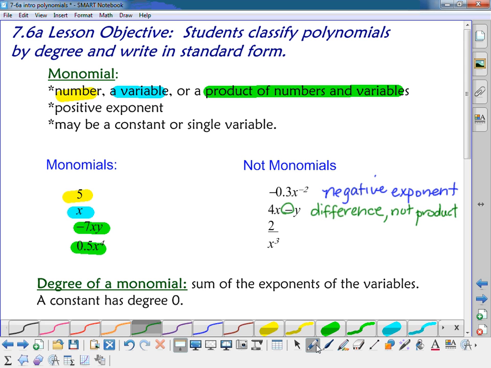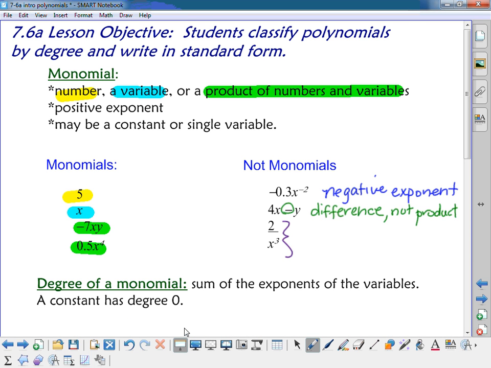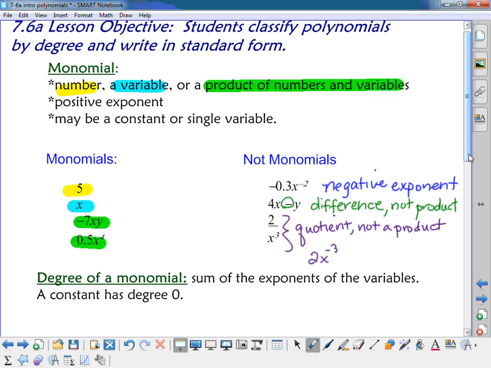And then this last one is a quotient, 2 divided by x cubed. Not a product. Because another way I could write that would be 2 times x to the negative 3. So anytime there's x's on the bottom, it's the same as having a negative exponent. So it's not a monomial. Okay? All right.